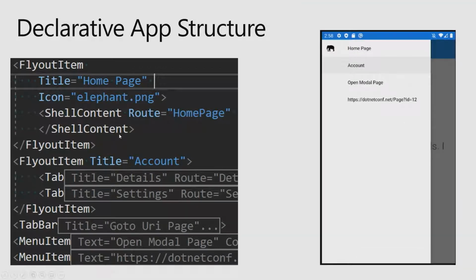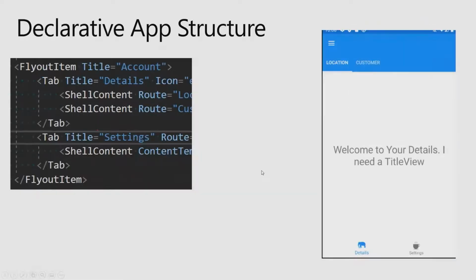If we look at what that translates to, it's this. Here we have our flyout item homepage and account flyout item, and then our tab bar doesn't show up because we haven't declared that this is something you can reach through a flyout navigation point. But we do have the two menu items here. Let's drill down into the flyout item a little bit. Looking at the structure, the flyout item, account, has two children. Now we're saying we want these children to be represented as tabs. As you can see here, we have two tabs, tab details and tab settings.